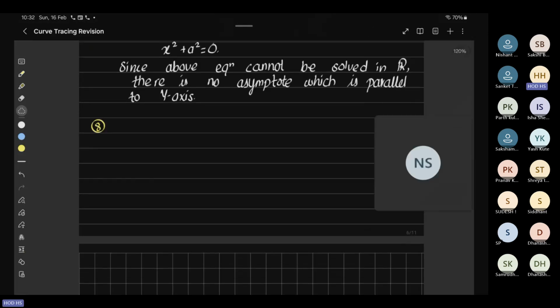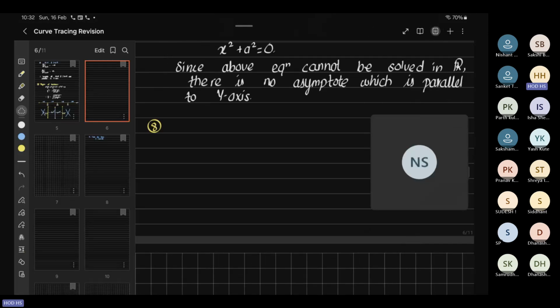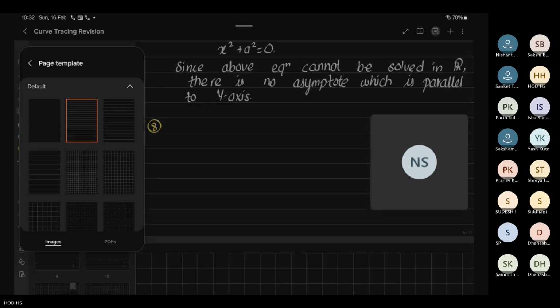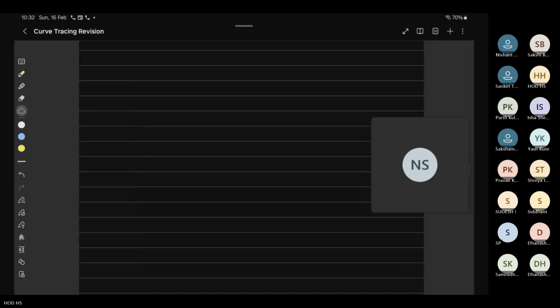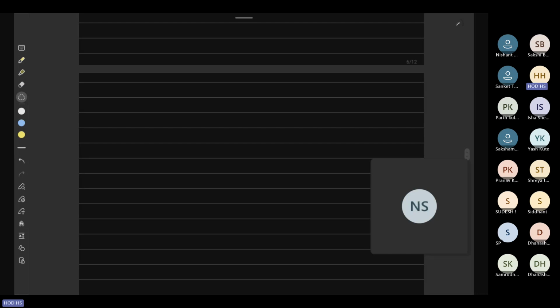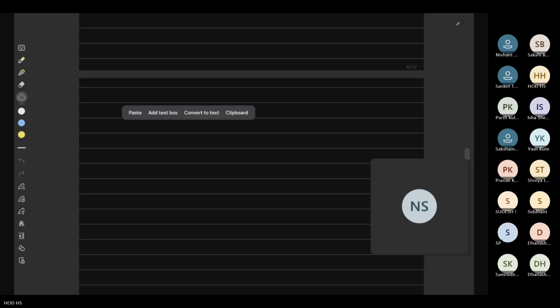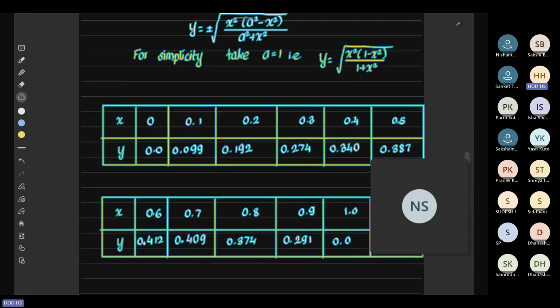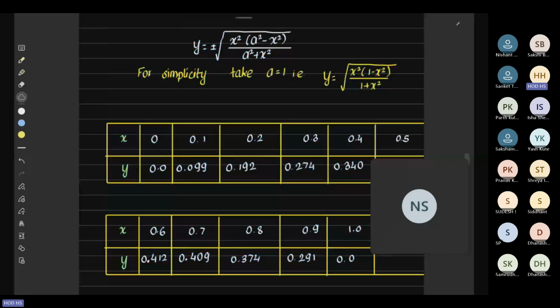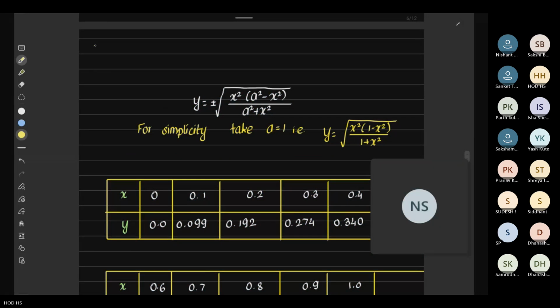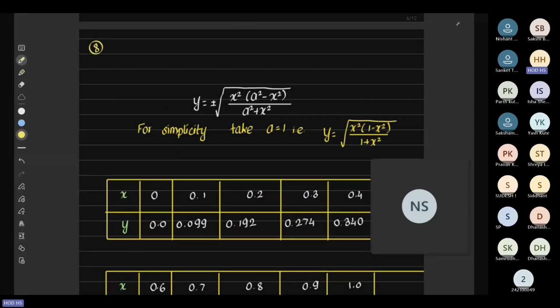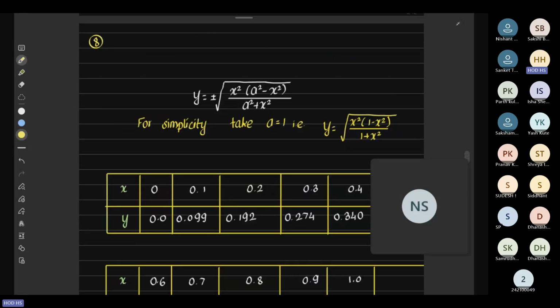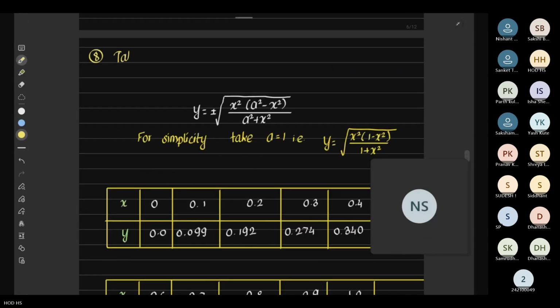Again, I need some more space, so I will just add a page, and I will give you the table. You can get this table from your calculator, or you can also use some programming, but that is not allowed in the exam. Actually, I have drawn this table using Python. So you can plot these tabular values.